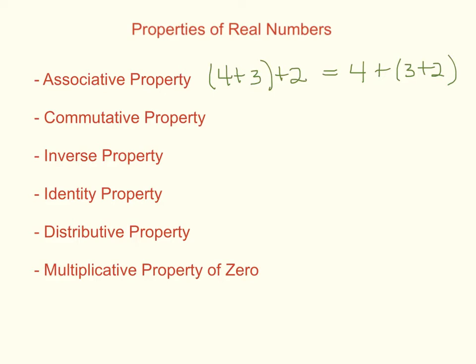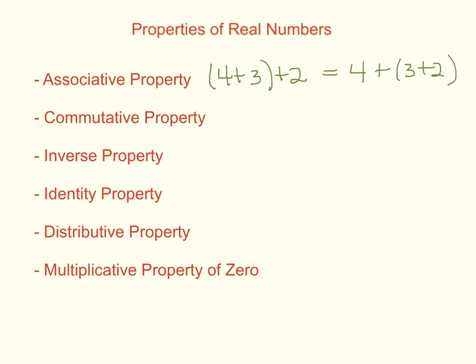So the answer remains the same even though you're associating with different people. Now the way that I want you to remember this is how I just said it. The associative property says that it's okay for this 3 to associate with different people. Here he's associating with the 4. Now he's going to associate with the 2. And we're still going to get the same answer. So the associative property says it's okay to associate with different numbers.